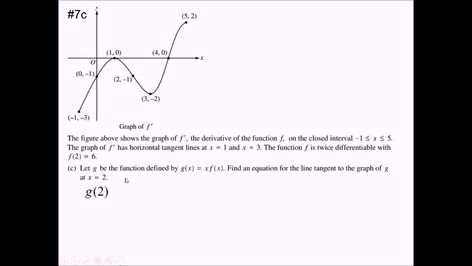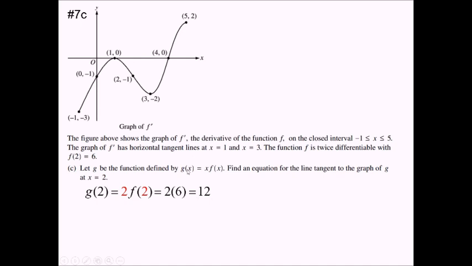So we've got a g of 2, which is going to be 2 times f of 2. Well, what's f of 2? F of 2 they actually gave you in the problem right here. They said it was 6. Nice. So this is just 2 times 6, which is 12. So we've got our y value. Now we just need the slope. We need to find g prime of x.